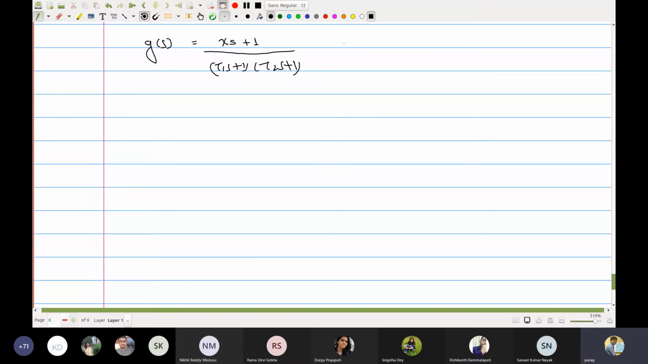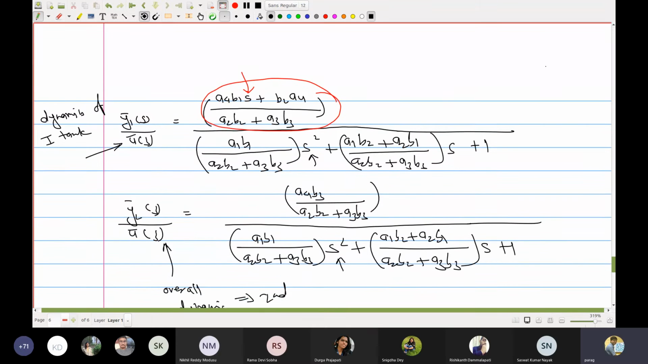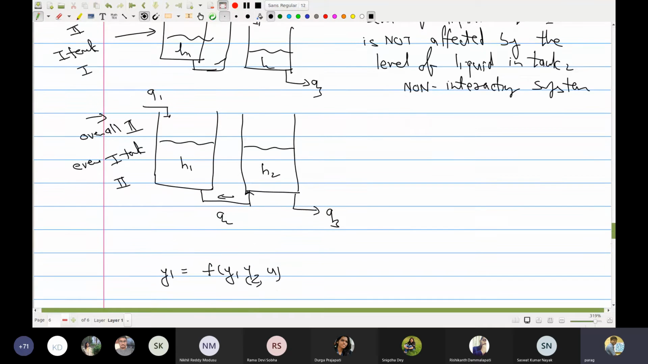So what would be the order of the system? The order of the system is called 2 1. It's not second order, it's not first order, it's not 2 minus 1, which is 1. It is 2 1. So the dynamics of the second tank is 2 1 order dynamics. And remember, it's not 1 2 order dynamics, it is 2 1 order dynamics. 2 is what comes in the denominator and 1 is what comes in the numerator.